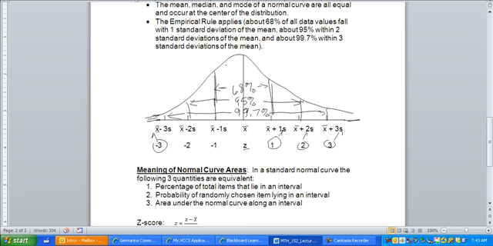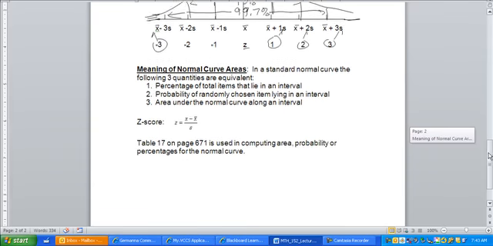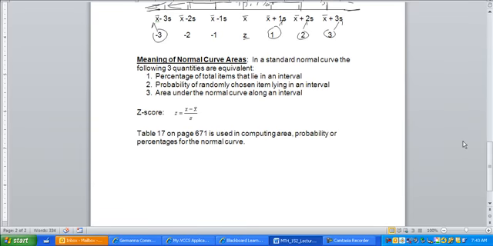Okay, so the area is equivalent to the percentage, which is equivalent to the probability, and we simply write the probability as a decimal. So area and probability are expressed as a decimal, and the percentage of items is the other way to represent it. So what we need to remember is our z-score formula. Our z-score formula says that x minus x bar divided by s will give us our z-score. And it'll give us the number of standard deviations our value x lies above or below the mean.